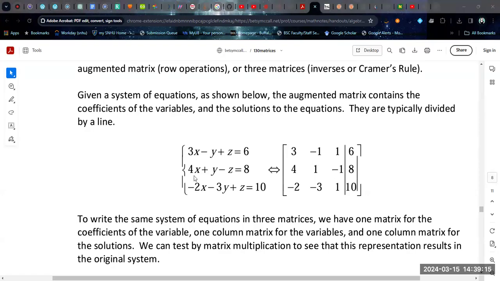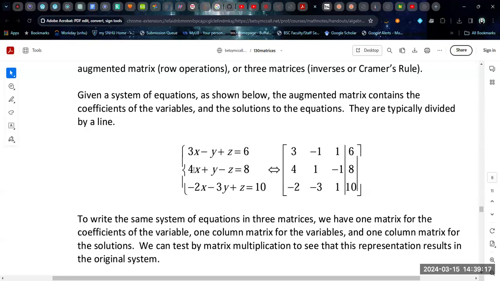The second equation, the coefficient of x is 4. The coefficient of y is 1. Again, the negative goes with the coefficient, so this coefficient would be negative 1, and then here's our 8. And then x has a coefficient of negative 2, y negative 3, z is 1, and then the constant is 10. And so this would be our augmented matrix.